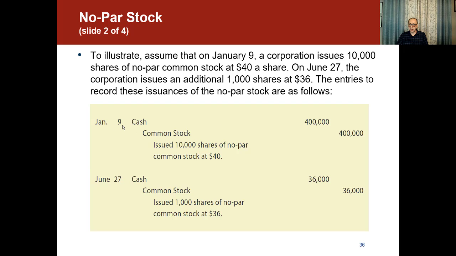So for the January 9th transaction, we take the 10,000 shares multiplied by $40, and that's $400,000. So we debit cash for $400,000, credit common stock for $400,000. For the June 27th transaction, the price went down to 36, so we still issue the common stock. So 1,000 multiplied by 36, that's $36,000 on the credit side, and cash is going to be $36,000, the exact same value.